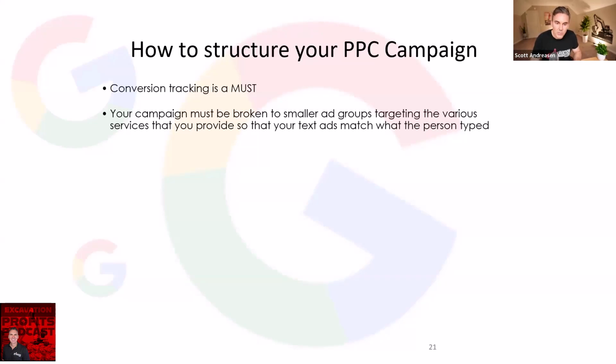That's how it works. So your campaign that you use to run ads needs to be broken into smaller ad groups targeting the various services you offer so that your text ads match what the person types in.